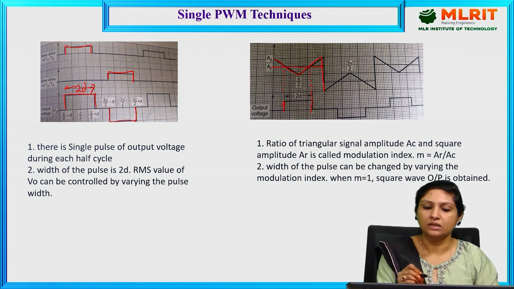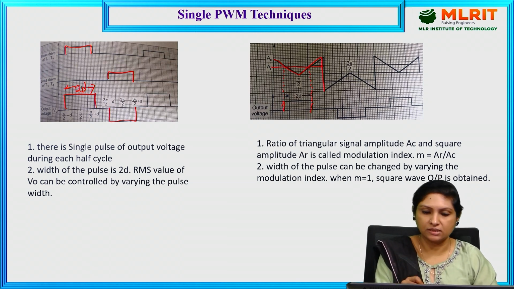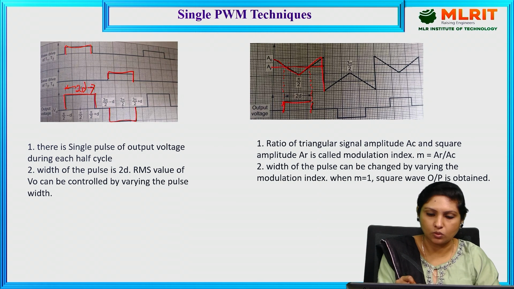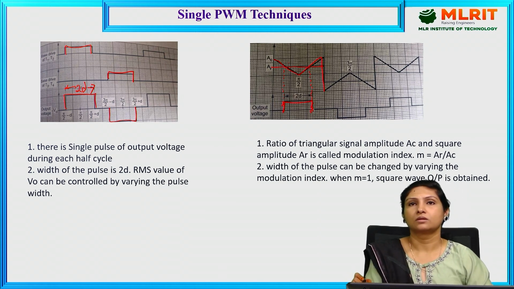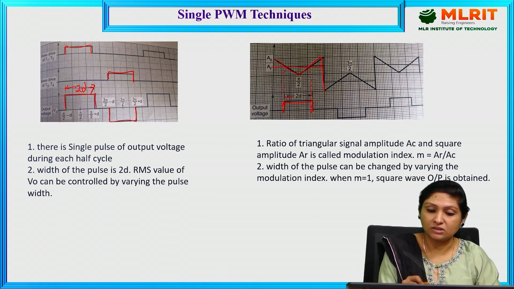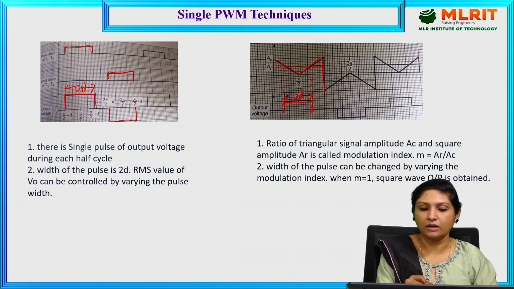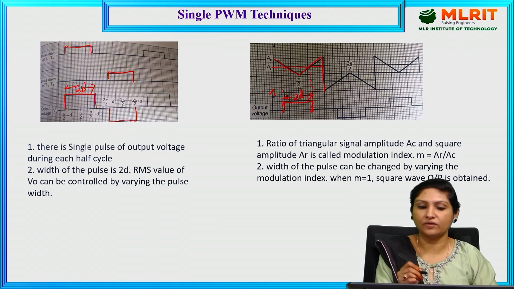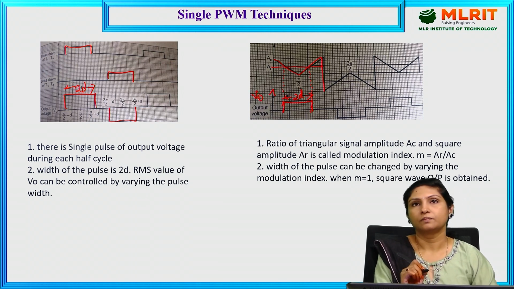And the resultant of these two lines is nothing but our output voltage, and this is of pulse width 2D. This is nothing but our output voltage of the inverter, and this is nothing but the pulse width modulation technique.